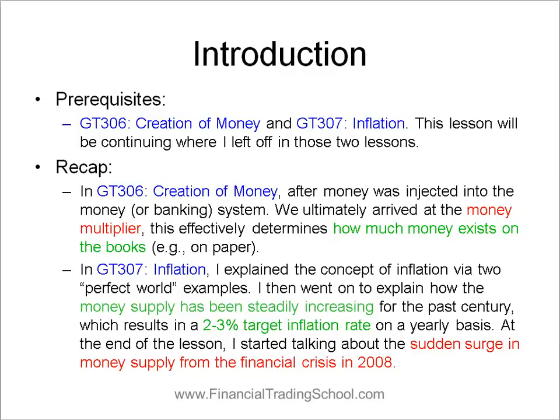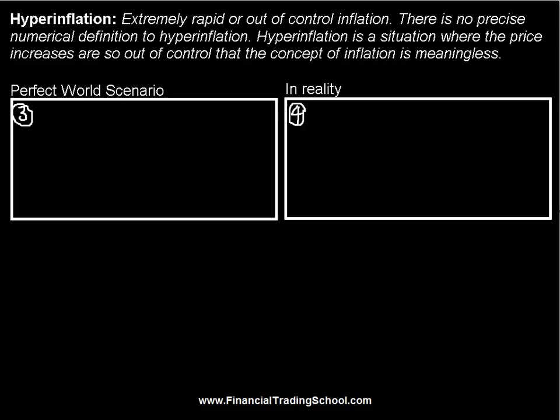At the end of the lesson, I started talking about the sudden surge in money supply from the financial crisis in 2008, and how this would ultimately lead to hyperinflation. So this is where I will be picking up the lesson again. Let's start off with two more scenarios to show what hyperinflation is, and then I'll explain why it hasn't happened in the economy yet, and how you can combat hyperinflation. So let's start off with the definition of hyperinflation first.